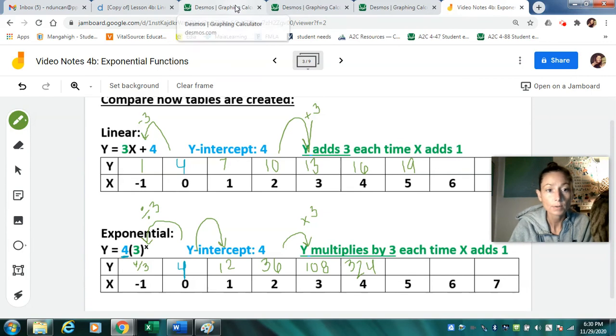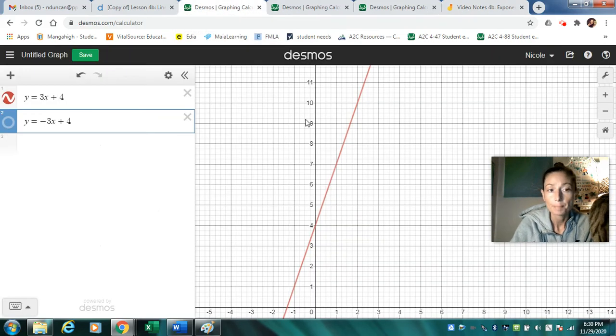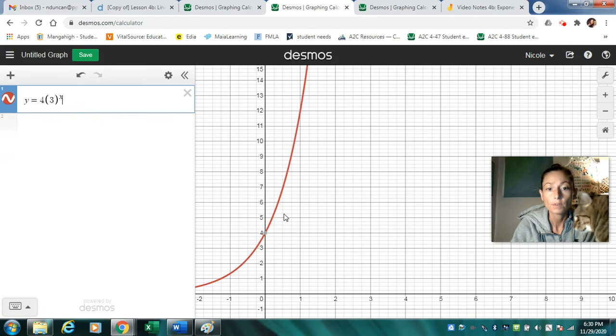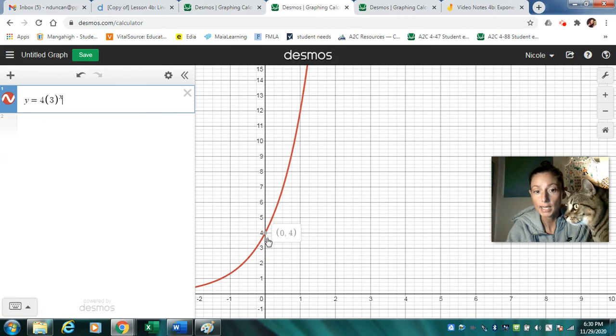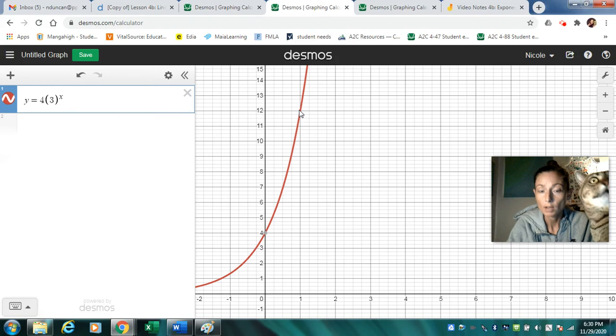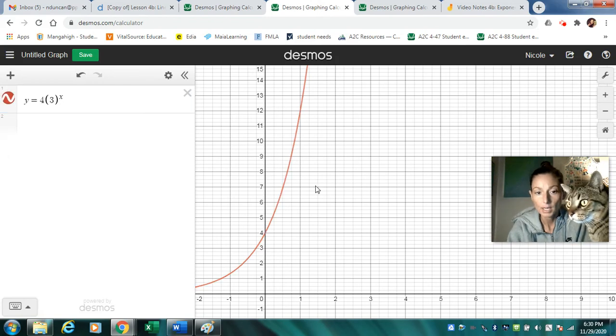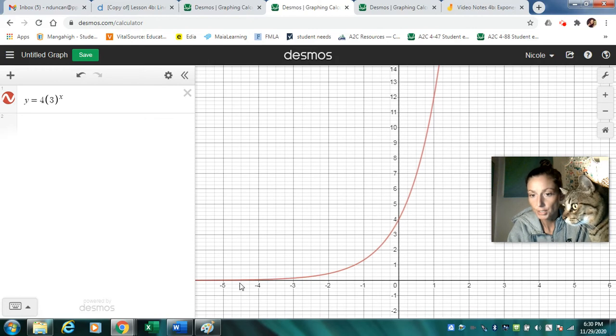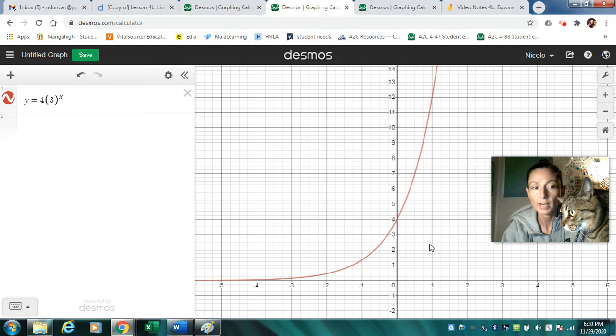And we can see what those graphs look like. This is the 3x plus 4, and so it starts at 4 and it adds 3 every time. And then if you have 4 times 3 to the x, again, it starts at 4, and then the next value up would be 12, and then it's going to get steeper and steeper. And so it has this kind of curved effect. And we can see as we go backwards, it gets shallower and shallower. It doesn't ever actually reach 0, but it gets smaller and smaller as you divide.